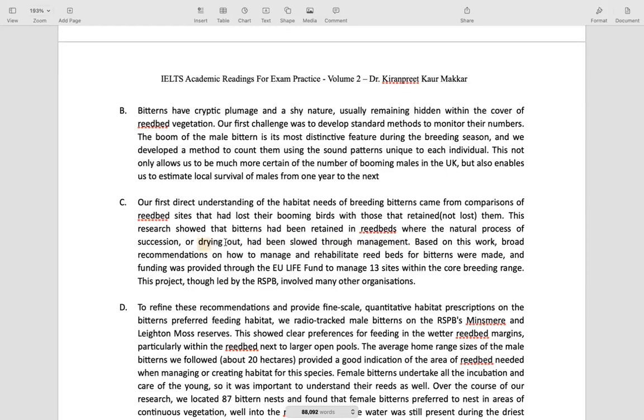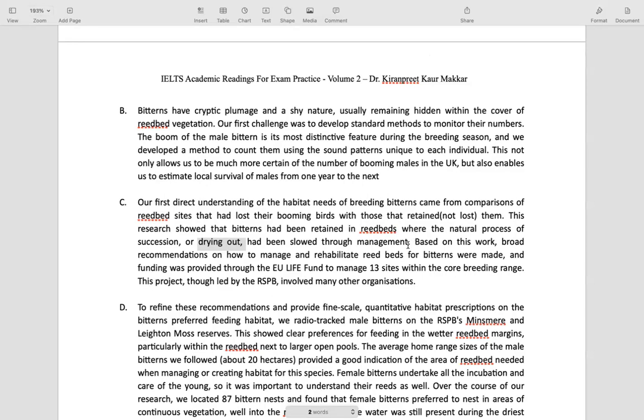Succession has another meaning: drying out. So stop reading succession. Where the natural process of what? Drying out. What happened to the process of drying out? It has been slowed. Yes. So you get the point. Drying out means what? Becoming dry. So there the rivers and everything didn't become dry. So the process of drying out was slow. Those are the sites where the birds lived. Where there was dryness, the birds died. Where there was not dryness or the drying out process was slowed down, they didn't die. Is it clear? Yes, sir.